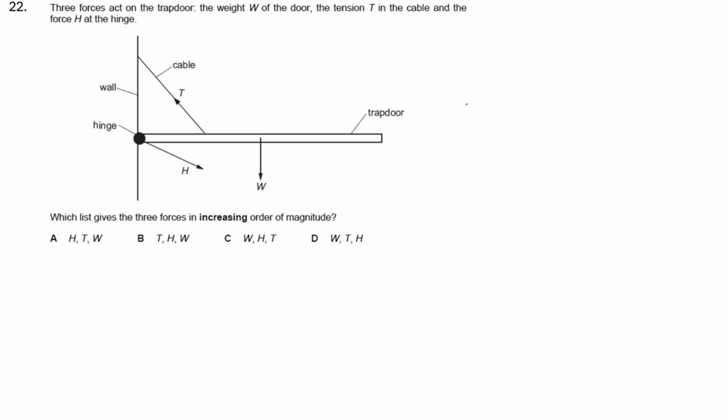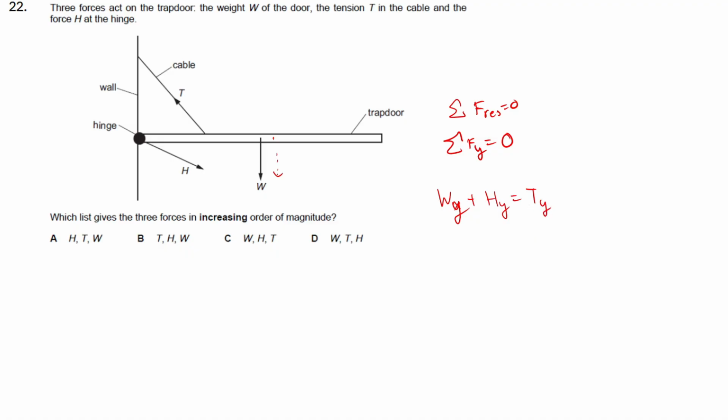If this is not moving, that means that the resultant force is equal to 0. That means the sum of the forces in Y is also equal to 0. If we look at each of these forces, we can see that the vertical component of W_Y, H_Y is equal to T_Y.